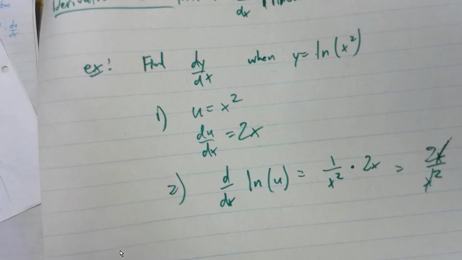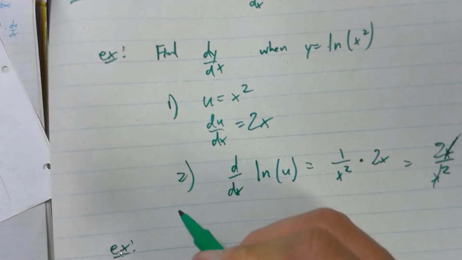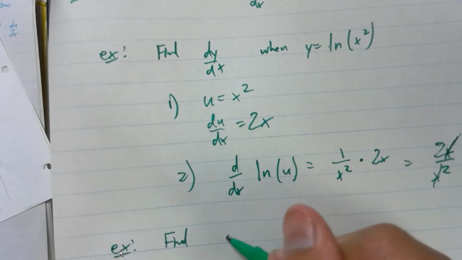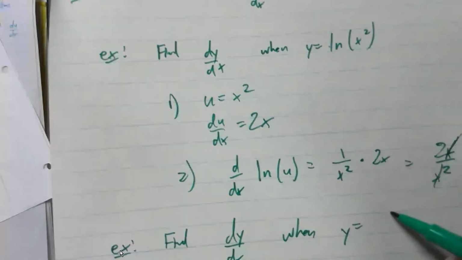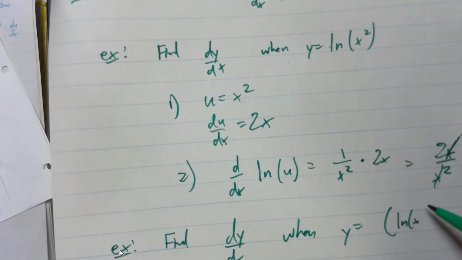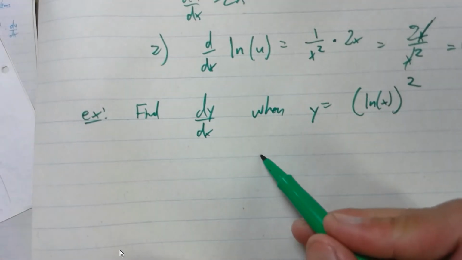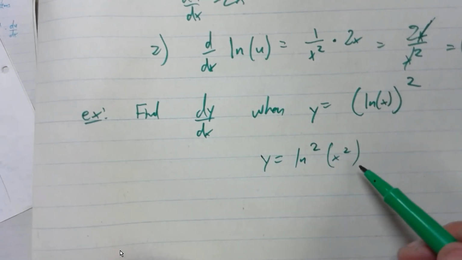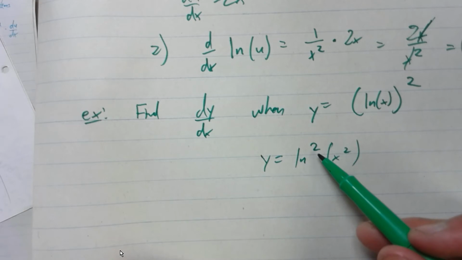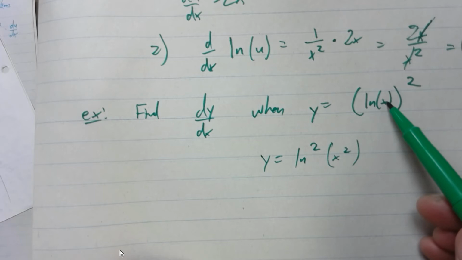Let's have a look here. What if, however, and be very careful here, you have a derivative dy over dx when y is equal to, watch out, ln of x, squared. Most of you might be thinking that y is going to be ln squared of x squared. Wait, what? That's not even possible. You don't distribute the squared to ln and then the x.